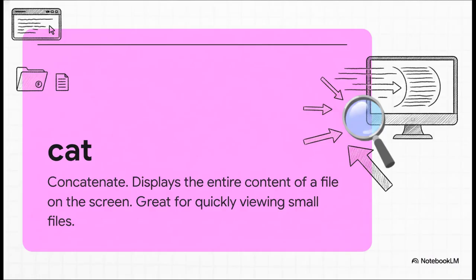So, how do you just take a quick peek inside a file? The easiest way is with the cat command. It just spits out the entire contents of a file right onto your screen. It is perfect for quickly looking at smaller files to remind yourself what's in them.